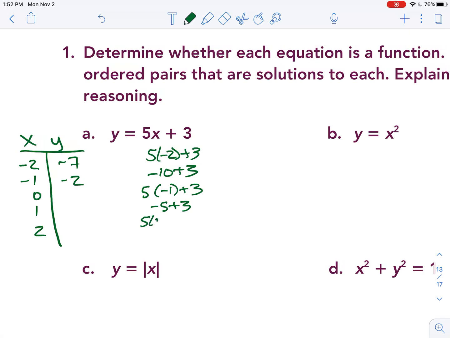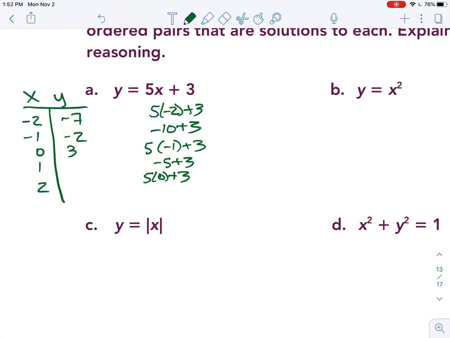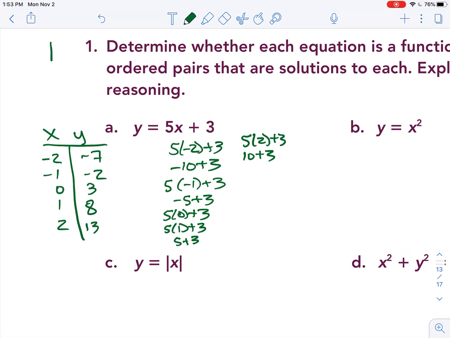If I plugged in 0, 5 times 0 plus 3, hopefully you know that would just be 3. If I plugged in 1, so 5 times 1 plus 3, that would be 5 plus 3, which is 8. And then 5 times 2 plus 3, 10 plus 3, you get 13. So if I was going to graph that, hopefully you could have graphed that without doing this. 1, 2, 3, and then 1, 2, 3, 4, 5 over 1. Would that make a function? Yes, that would make a function.